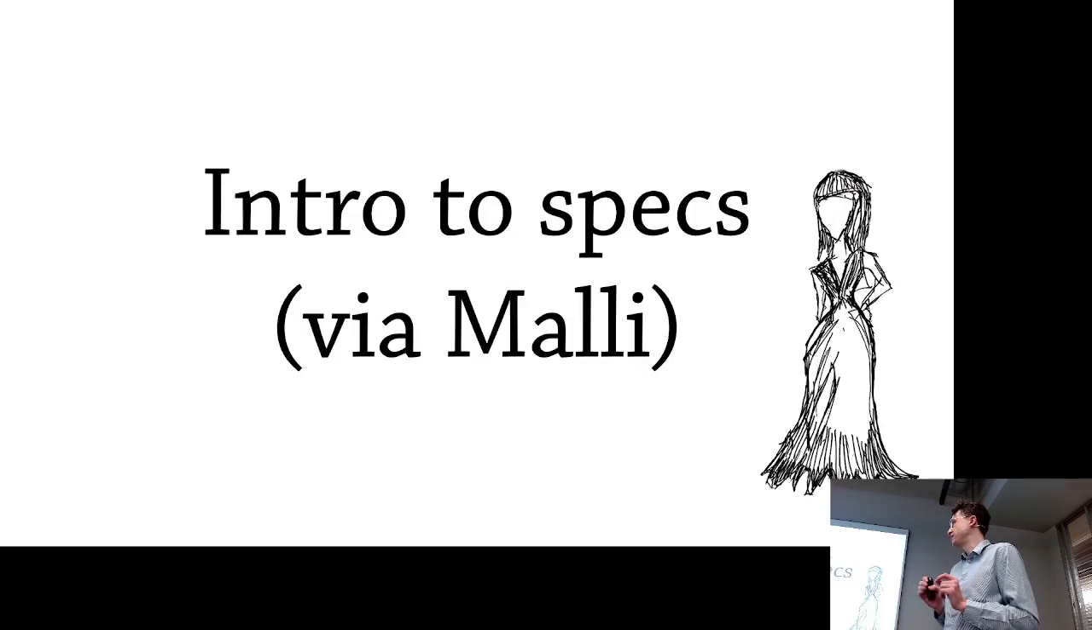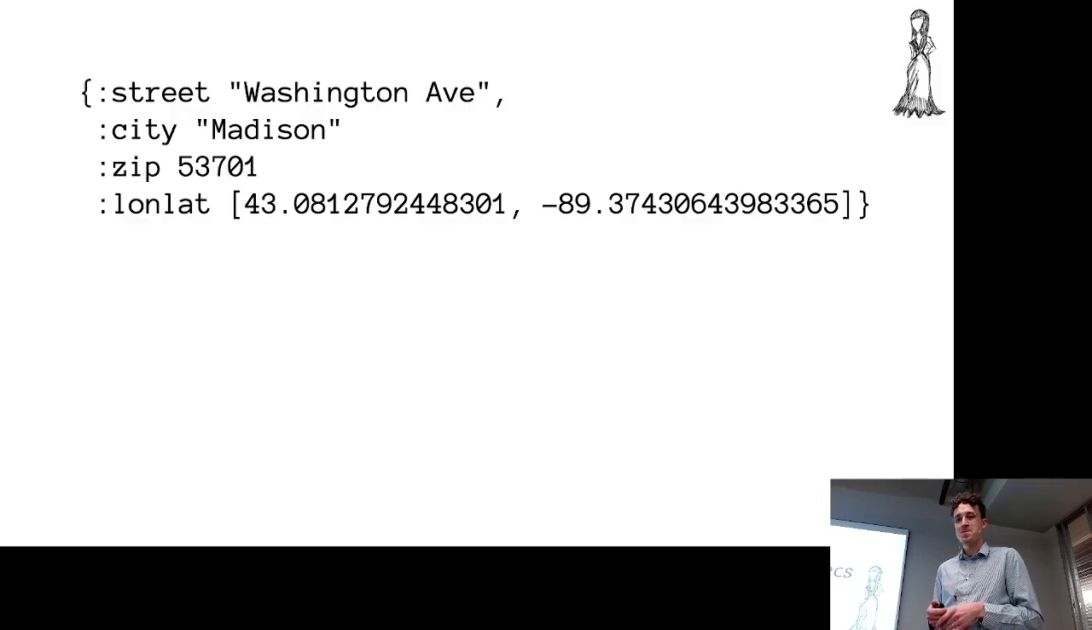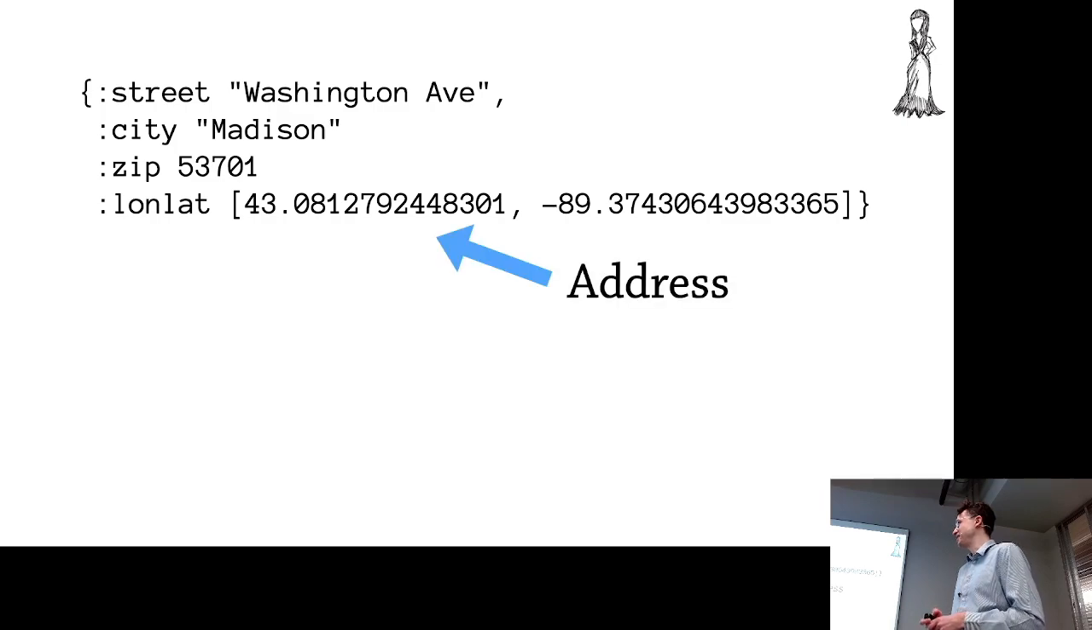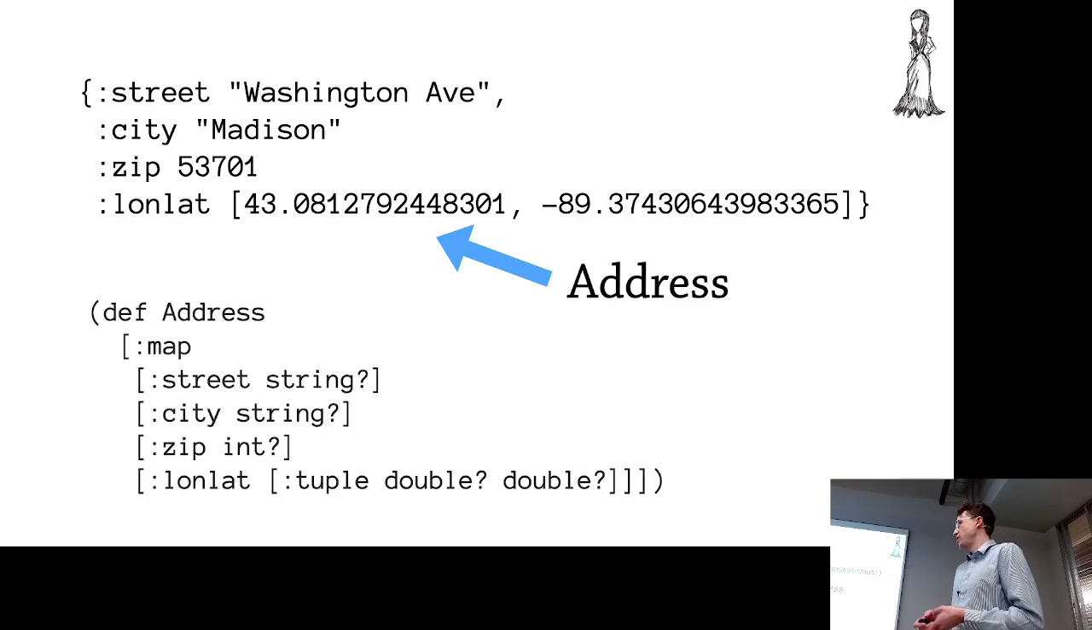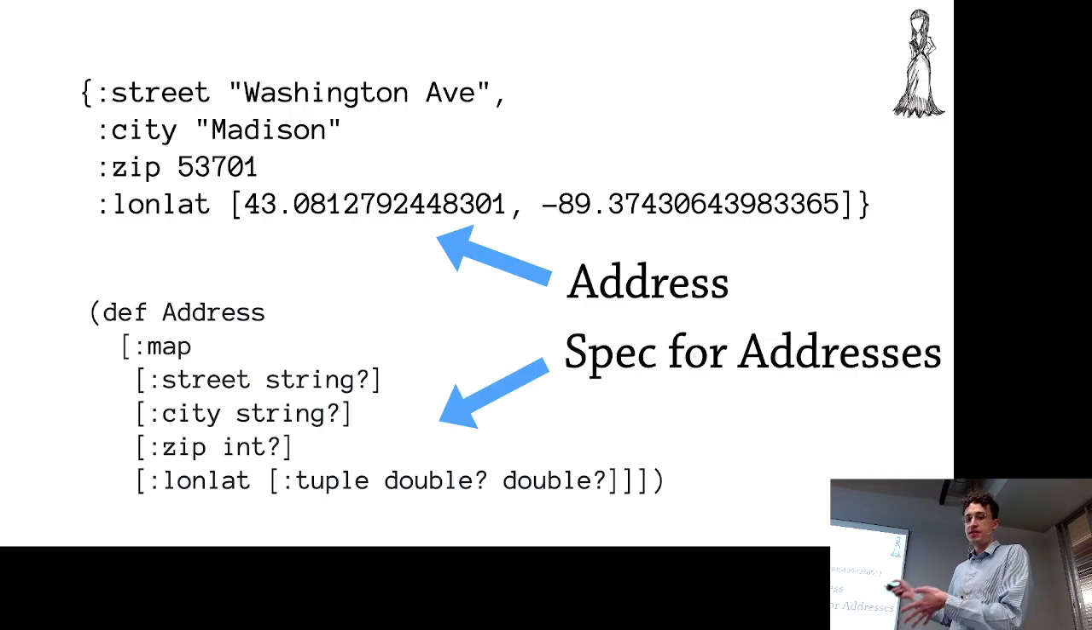But first, let's have a quick introduction to specs. I'm going to use Malli because it has a cool logo and it's pretty terse, so it fits on slides. So this is an address. This is where we are right now, down to the coordinates. We have a street, city, zip code, longitude and latitude. This is called a value in programming. It's a map. And down here is what we call a spec. This is a spec for addresses down the bottom and an address up the top.